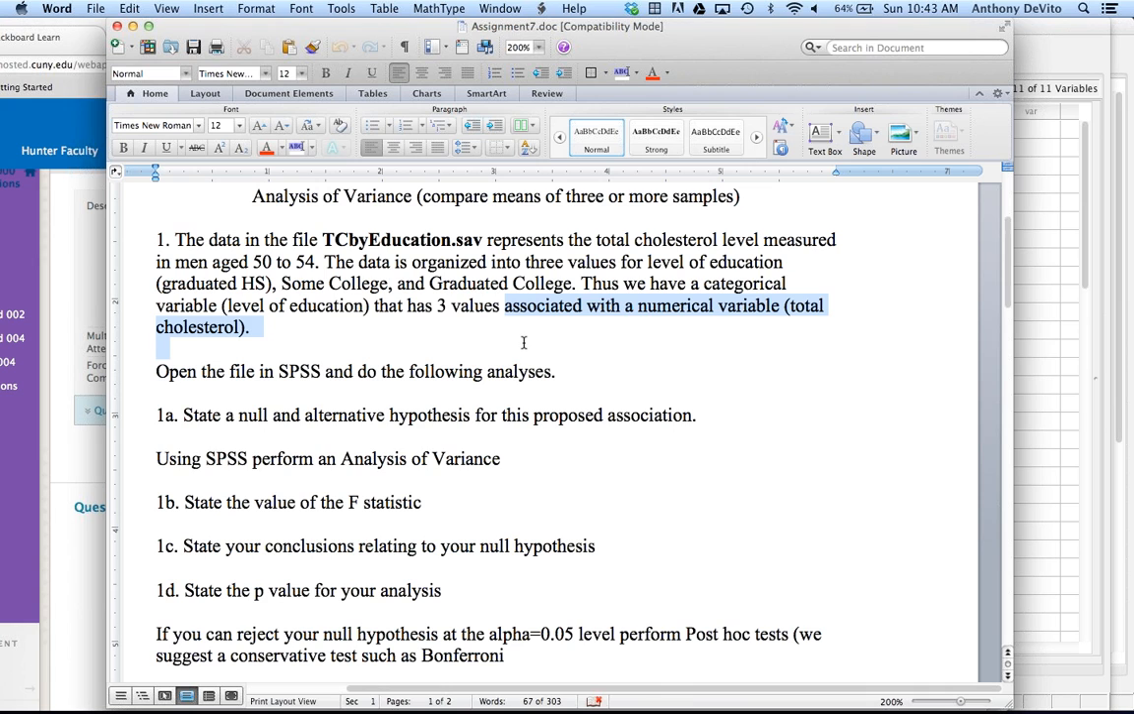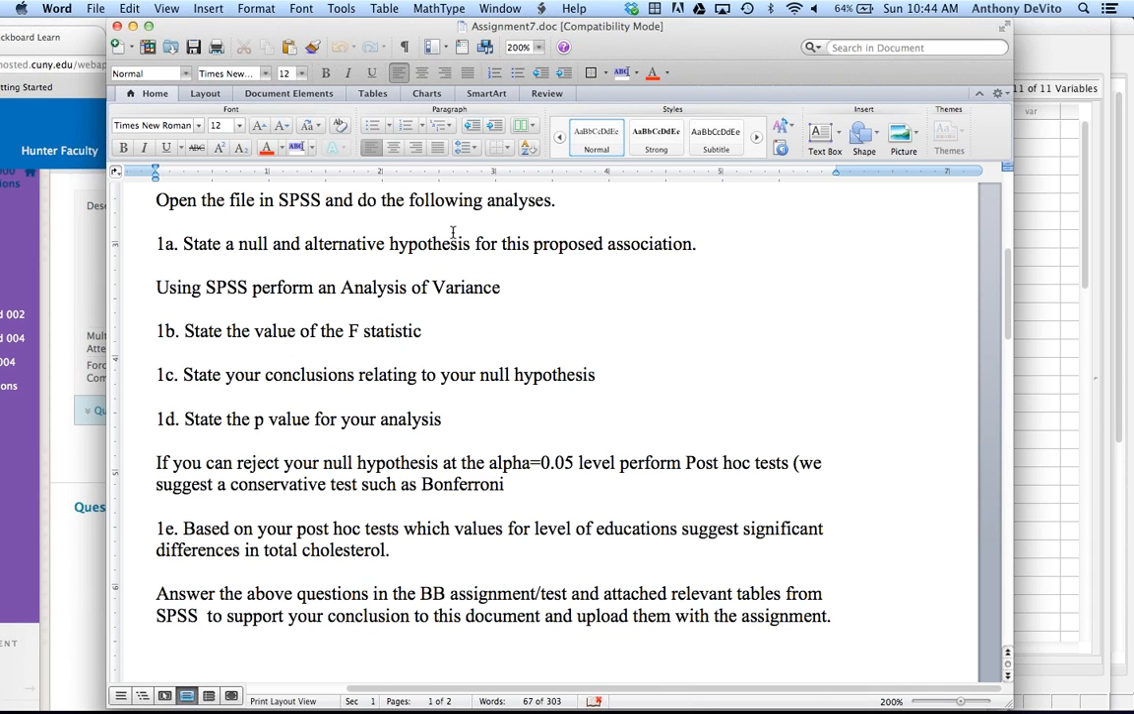Okay, that's three values associated with numerical, right? So, in other words, that's one category. That's one value. That's the second value, and that's the third value. Okay, it might be 1, 2, and 3, but we'll see it when we open up the data set what numbers are represented. Open the file in SPSS, state a null and alternative hypothesis.